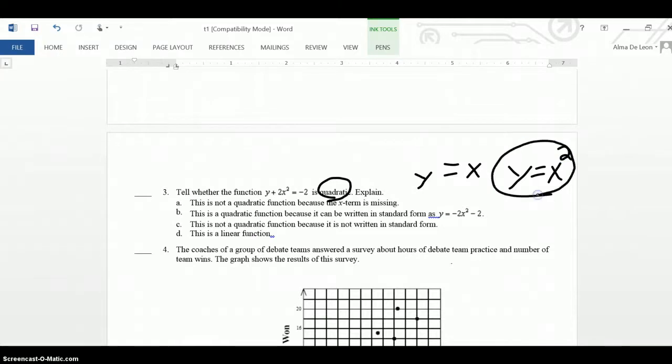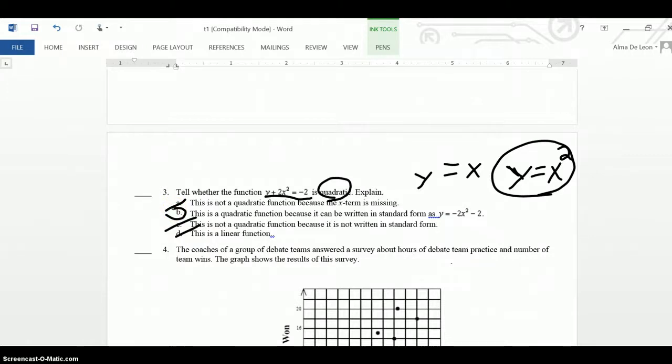Y equals x squared is a quadratic parent function, and basically, if you're looking at something that has an x squared in it, and only an x squared, remember we cannot have a y squared, then we're looking at a quadratic. And if we look at our equation right here, that's pretty much what we're looking at. So this is a quadratic. I'm going to cross out A because that says it's not a quadratic. I'm going to cross out C, and it's not a linear function, but the wrong answer is B.